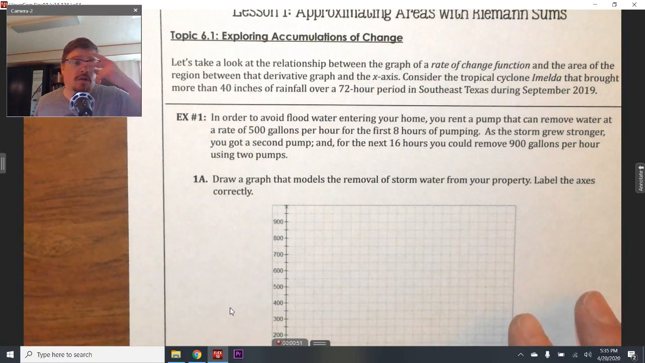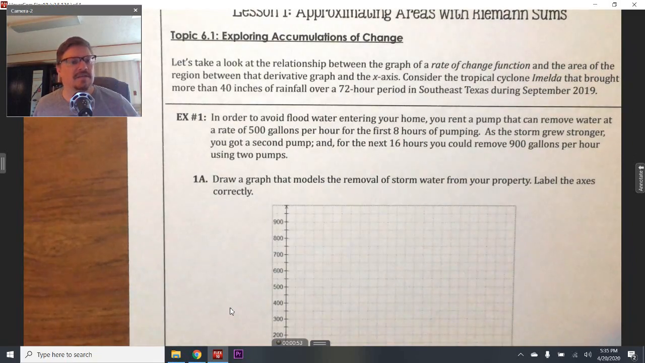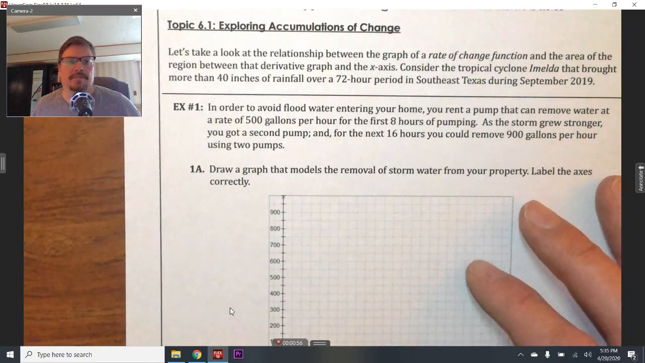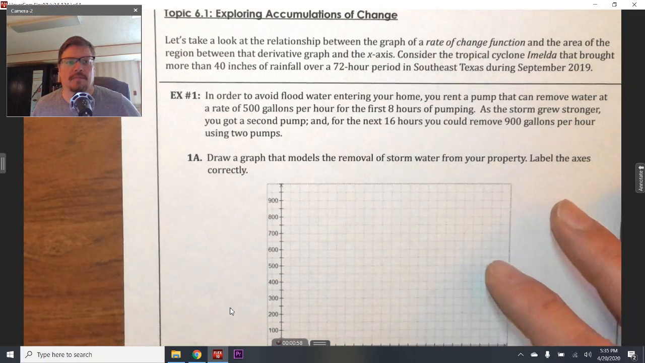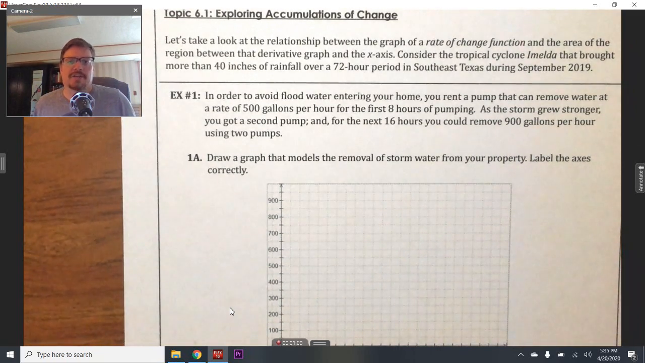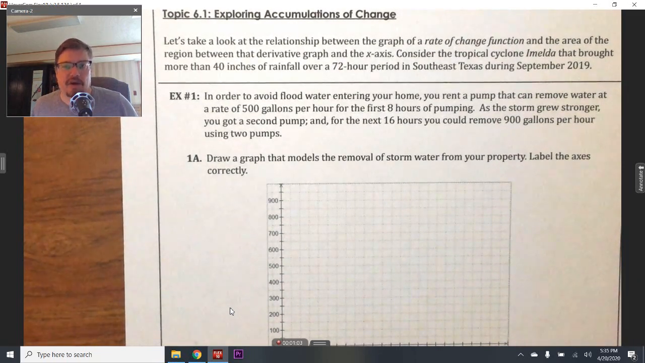I'm going to go ahead and read everything that is on these sheets, and you guys can view it when you feel like it. Let's take a look at the relationship between the graph of a rate of change function and the area of the region between that derivative graph and the x-axis. So in a way we graph the derivative, so we're going to be using something we've previously done. Consider the tropical cyclone Imelda that brought more than 40 inches of rainfall over a 72-hour period in southeast Texas during September 2019. Example 1.